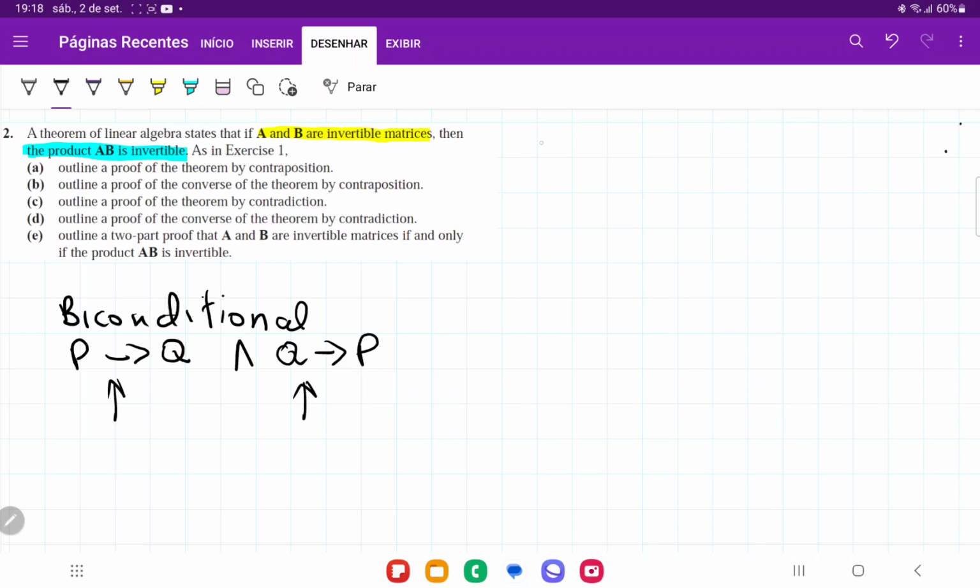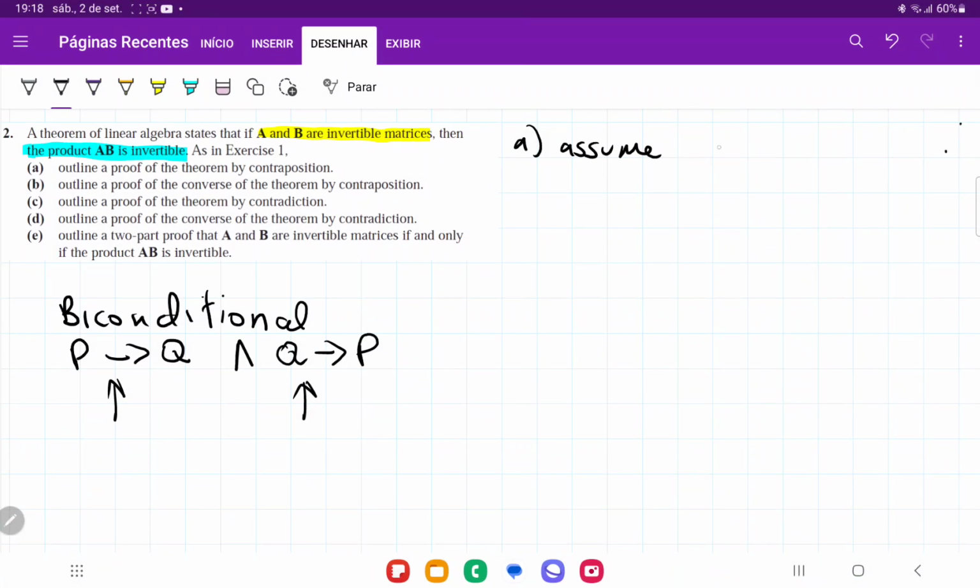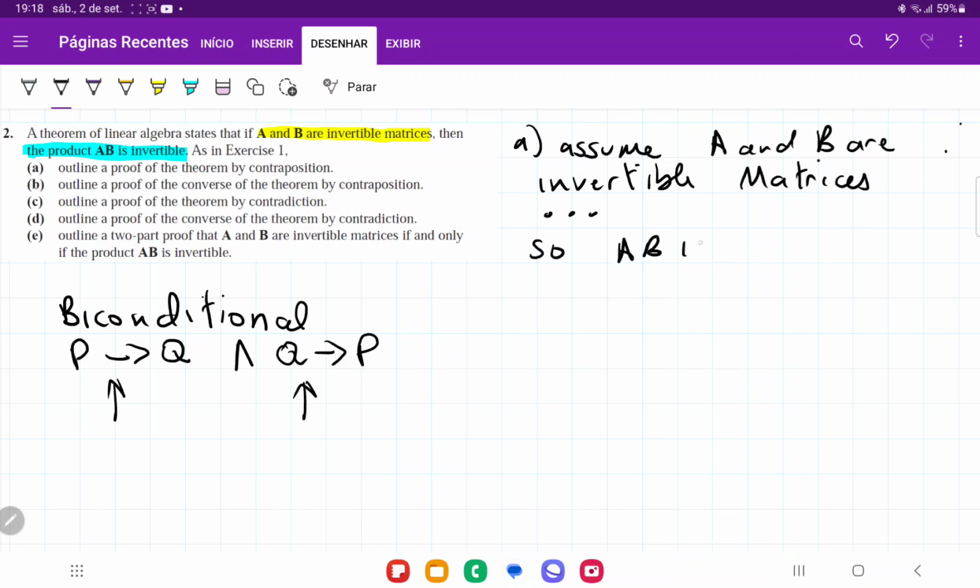So what we're going to say here is, for item A, assume the conditional. So assume P, right, and show that Q follows. So assume A and B are invertible matrices. Then we would develop it and show that Q follows. So AB is invertible. And I'm not writing product AB just to save some time, but you guys can see the general structure. So we assume P, show that Q necessarily follows.